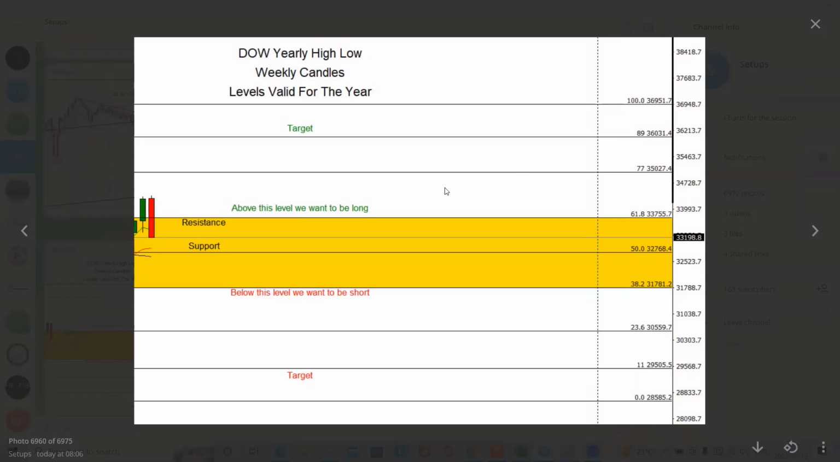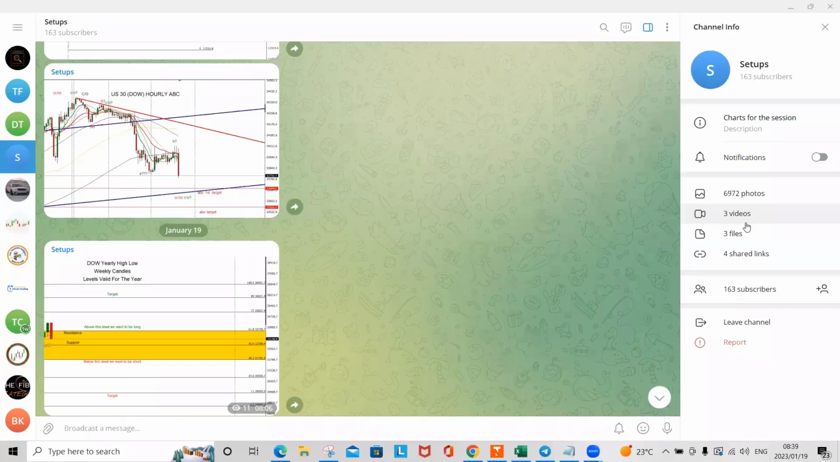Jump into the setups. So in front of us, we have the Dow yearly high low, currently between levels of 50 and 61.8 as support resistance. Look at moving averages, 8 is above 21, above 50. That's indicating trend is up. So we're still looking for that 89 target level.